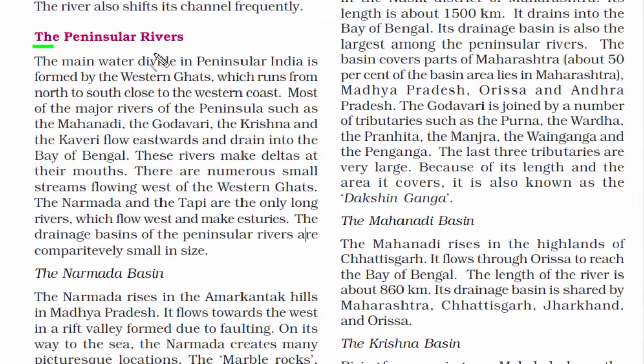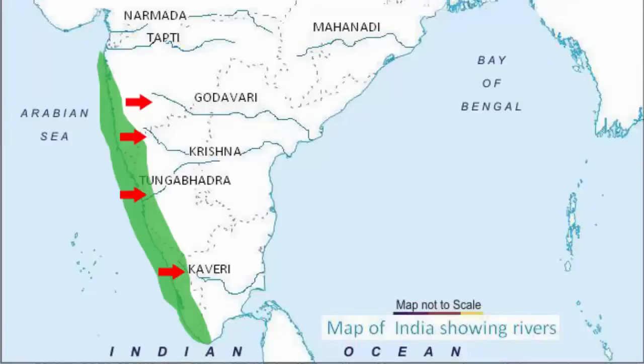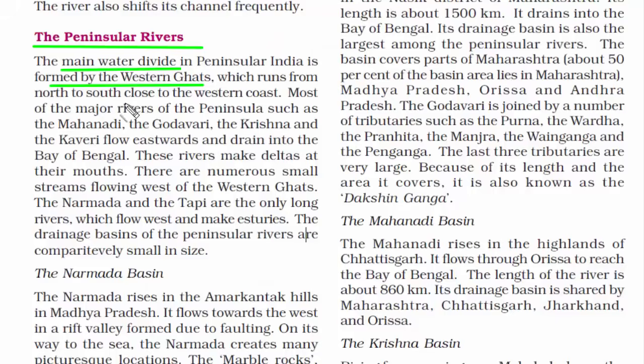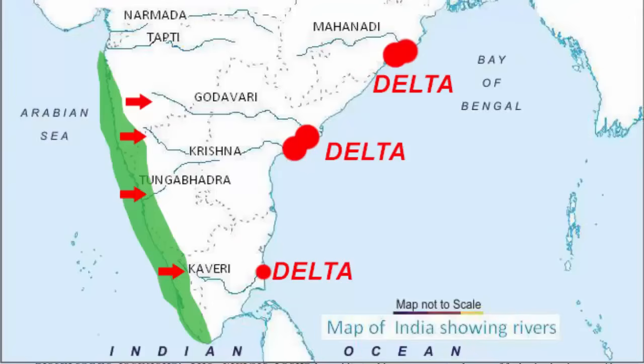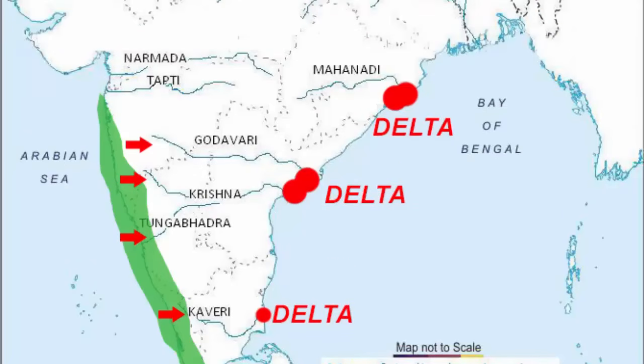Now let's read about the peninsular rivers. The main reason behind the water divide in peninsular India is the Western Ghats, because most of the peninsular rivers originate in this region. I'm talking about rivers such as Mahanadi, Godavari, Krishna and Kaveri. And due to the fact that the Western Ghats is slightly elevated, the rivers flow eastward and drain into the Bay of Bengal. And these rivers also make deltas at their mouth. So if you see in this region, you'll find many deltas. And this thing we have read earlier.